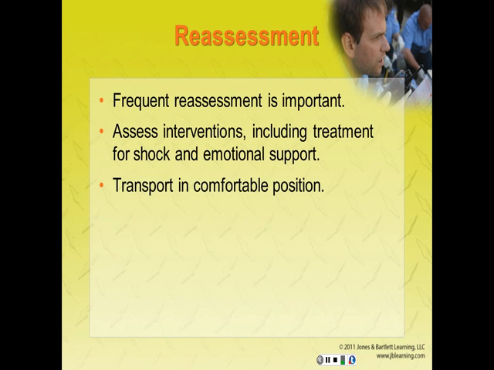Assess interventions, including treatment for shock, and provide emotional support. Transport the patient in the most comfortable position; most patients will want to be on their side with their knees drawn up. And consider the need for ALS support. Communicate with the receiving hospital early to allow the staff to recruit resources necessary to treat your patient upon arrival, and carefully document your findings in your patient care report.